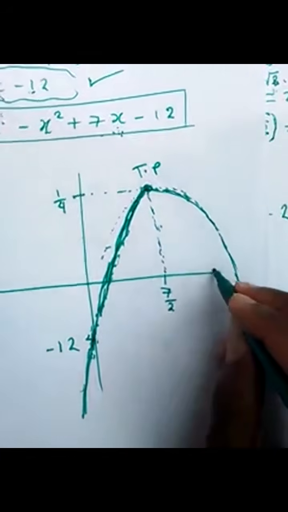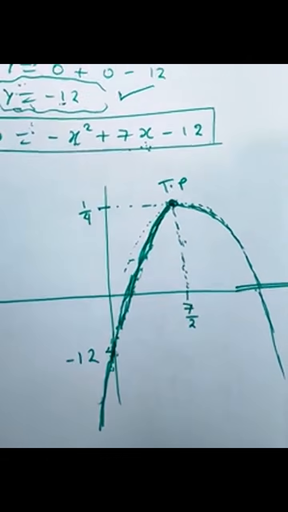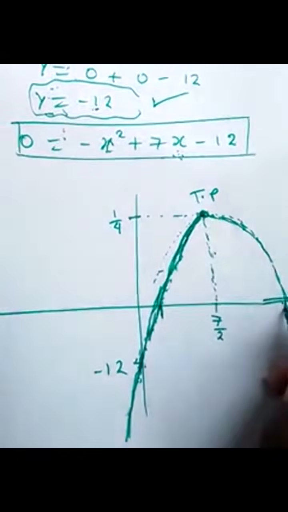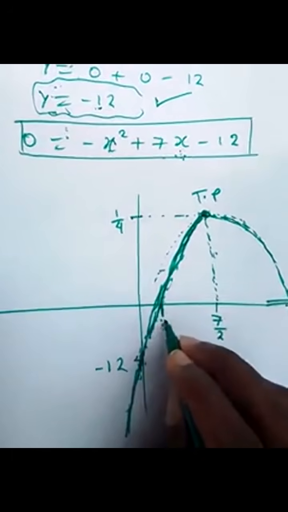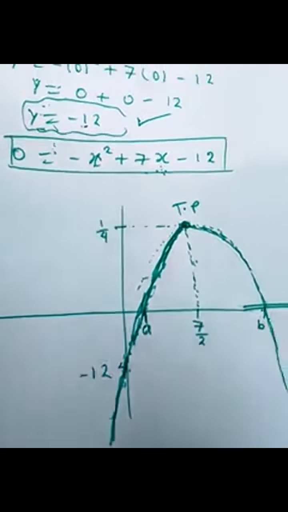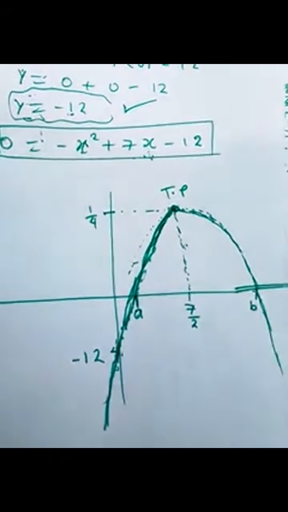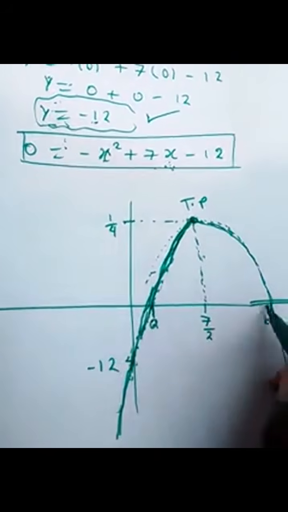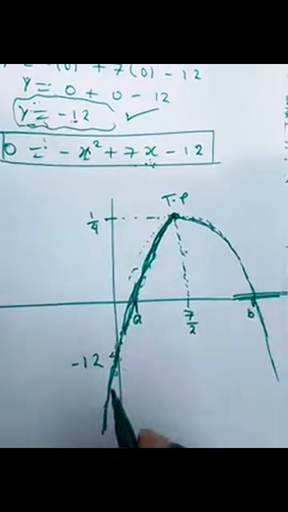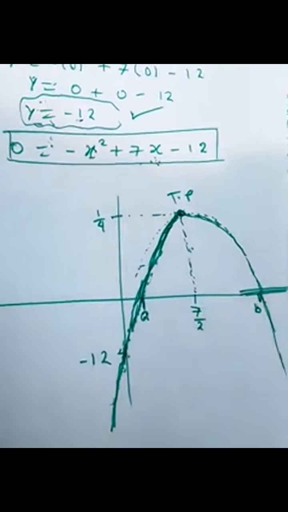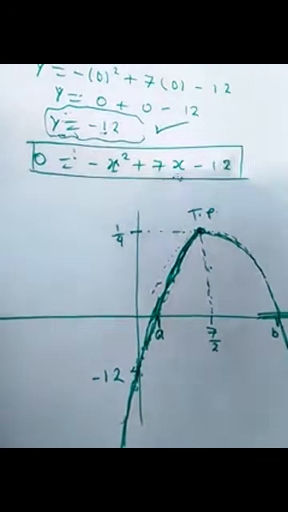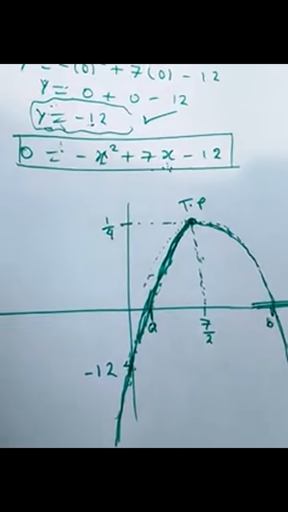Now, suppose they said show the x-intercepts. When you solve for x, one of the values you get is going to be here, the other value is going to be here. Since this is a quadratic equation, you are expecting two answers, two values of x. The x-intercept is simply the value of x where the graph crosses the x-axis. So this is how you graph.